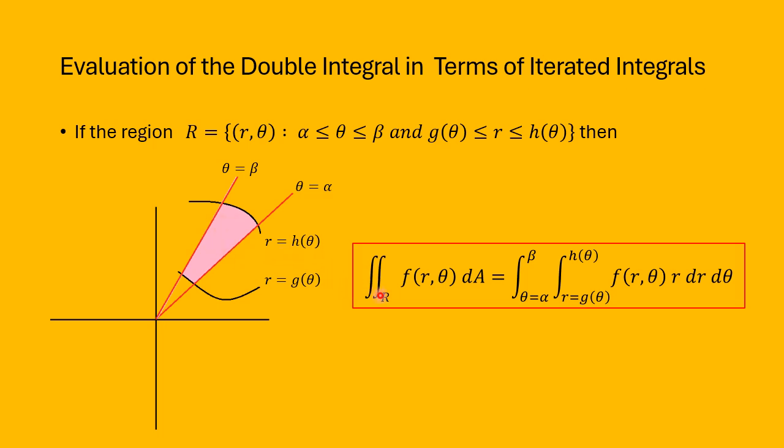Then the double integral over R of a function f of r, theta dA can be evaluated in polar coordinates by this iterated integral. The integral where theta goes from alpha to beta of the integral where r goes from g of theta to h of theta, our integrand f of r, theta, and then the dA is replaced by r dr d theta.